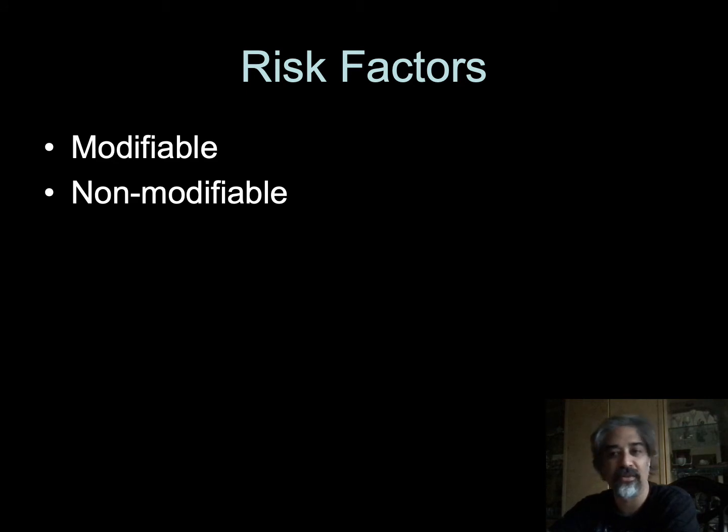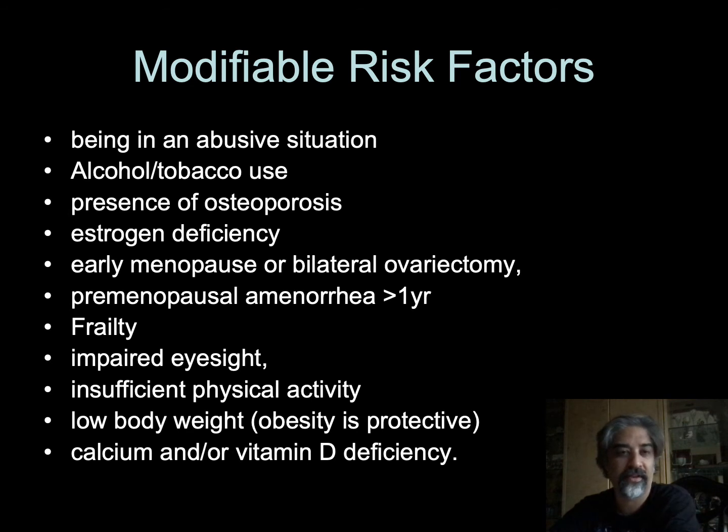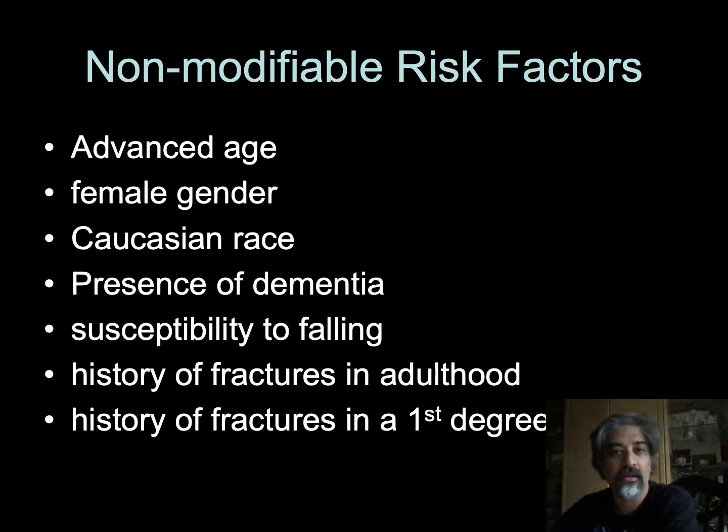You can break down the risk factors into modifiable and non-modifiable. The modifiable risk factors are laid out here. I think we can actually educate them about these, but I think the insufficient physical activity becomes more and more of an issue, and we can help with that in a more directed way. Non-modifiable risk factors, we already mentioned: advanced age, female gender, turns out Caucasian race, presence of dementia, and if you are susceptible to falls, more fractures.